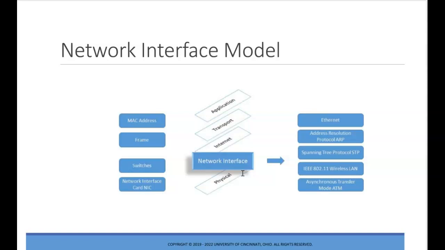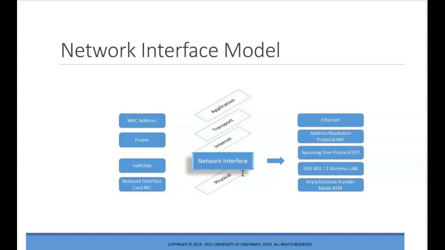The network interface layer provides connections between hosts on the same network for accessing the physical medium. Communication between hosts uses a physical address, better known as the Media Access Control or MAC address. The PDU is a frame. Devices on layer 2 are switches, wireless access points, and the network interface card or the NIC.